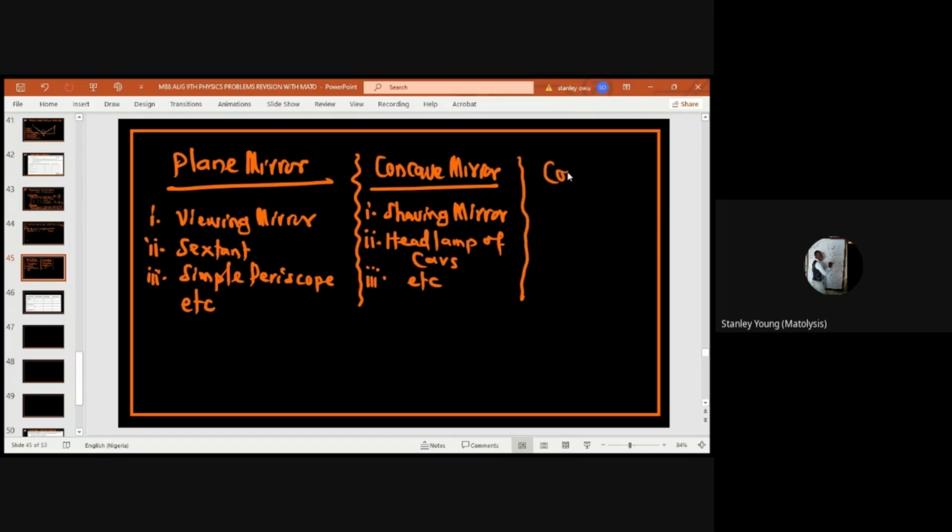Then we have a convex mirror. Most times, convex mirrors are used for side mirrors of cars. You can also use it for security purposes in a store or a supermarket because of its wide field of view. Okay, etc.